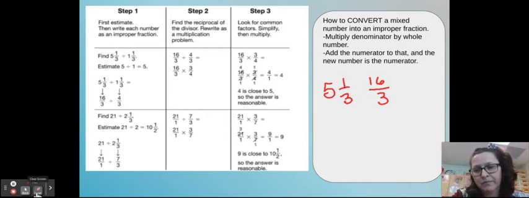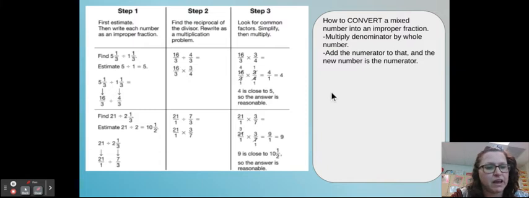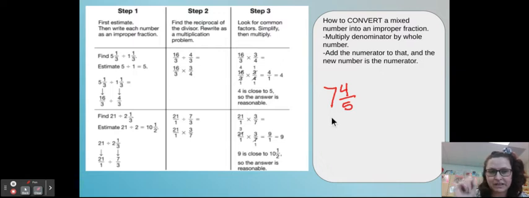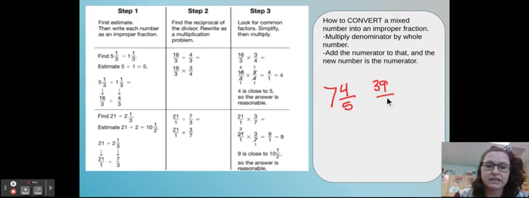Let's do another one. If I have something like 7 and 4/5, first thing I have to do is multiply my denominator and the whole number. So 5 times 7 is 35. And then I'm going to add the numerator. So 35 plus 4 is 39. So that's going to be my new numerator, and my denominator stays the same as 5.